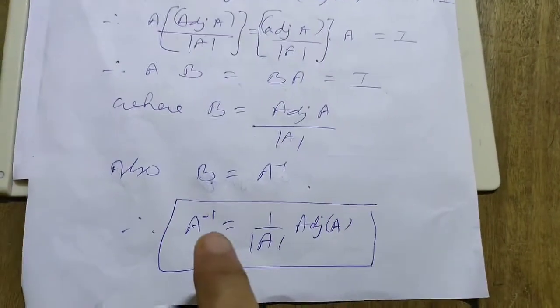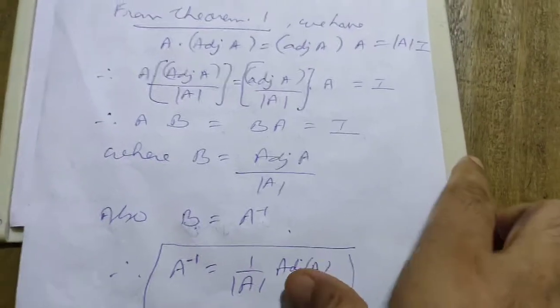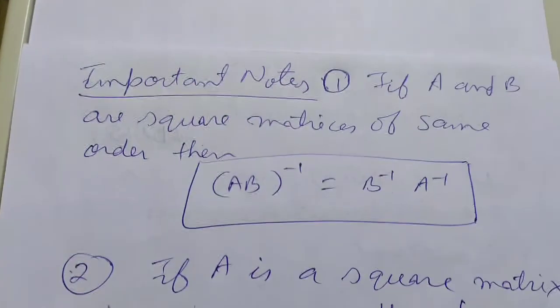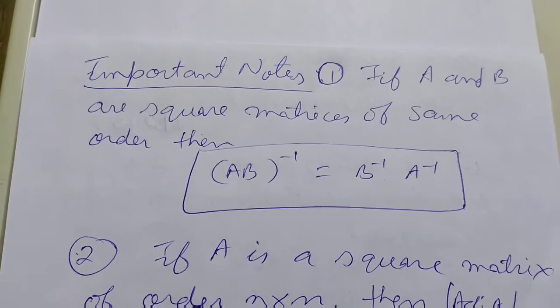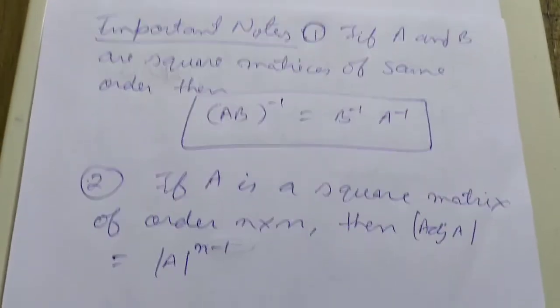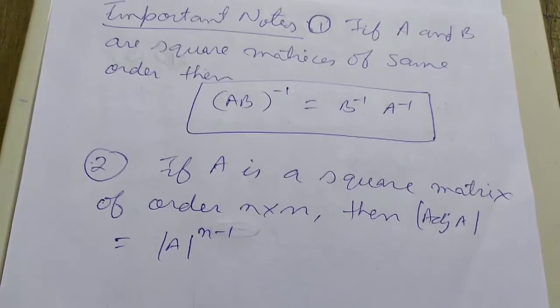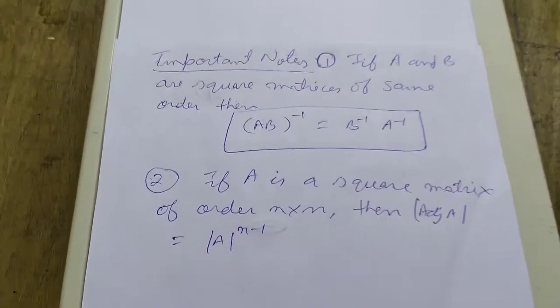So inverse formula, A inverse equal to 1 by determinant of A into adjoint of A, very, very important formula. Then two important notes, that is AB inverse equal to B inverse into A inverse, and determinant of adjoint of A is equal to determinant of A raised to n minus 1. So very, very important concepts.